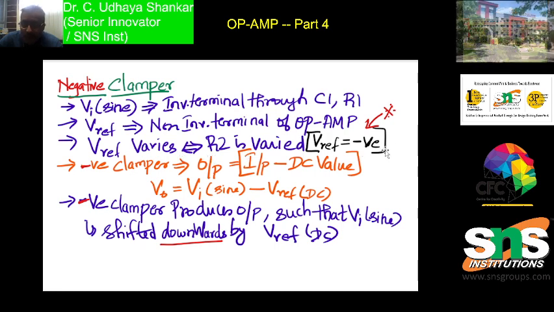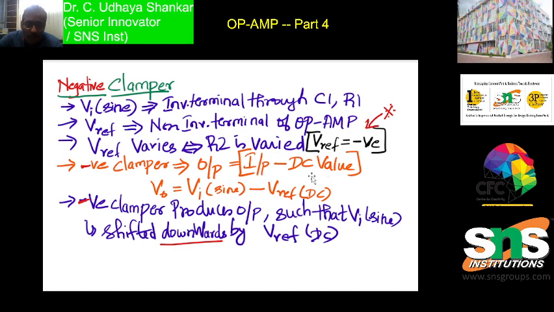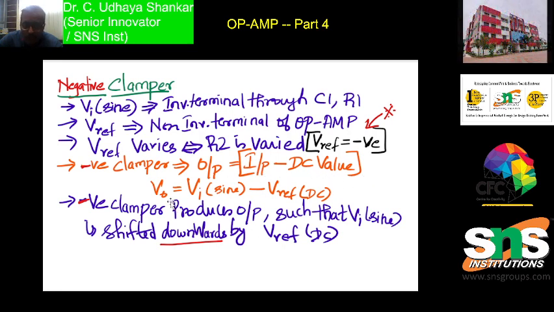So the V reference is negative. This is the most important thing: the V reference has to be negative, and the diode also has to be interchanged. In the case of the negative clamper, the output will be equal to the input minus the DC value. Similarly, V0 will be equal to Vi sine minus Vref DC.